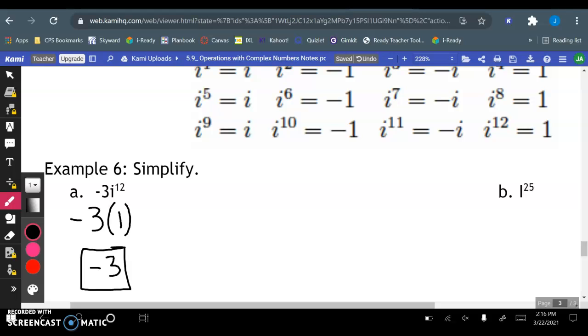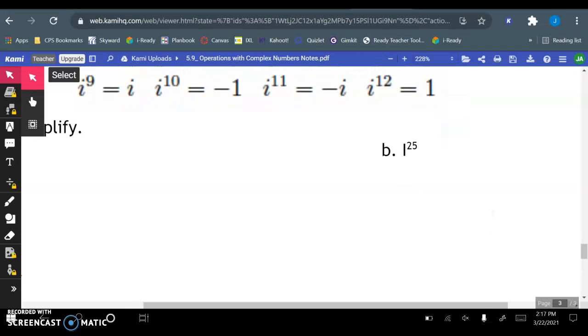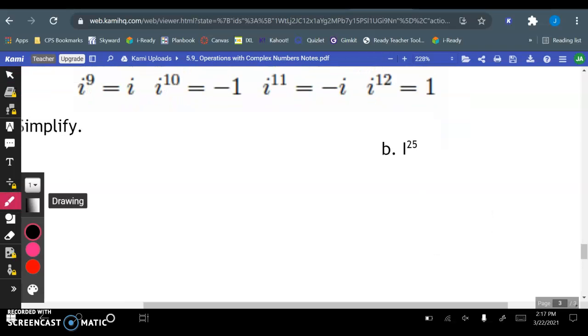And then over here I have i to the 25th power. So you're going to rewrite this so that you have an even power. So 25 is 1 and 24. So we can have i to the 1st times i to the 24th. And the reason for doing so is now I can change that to i to the 2nd power, also to the 12th power, because 2 times 12 is 24.